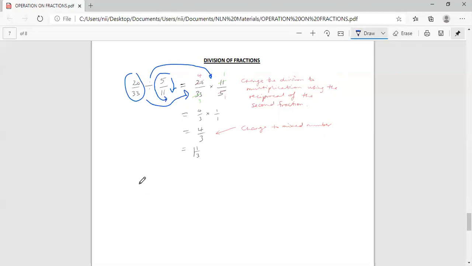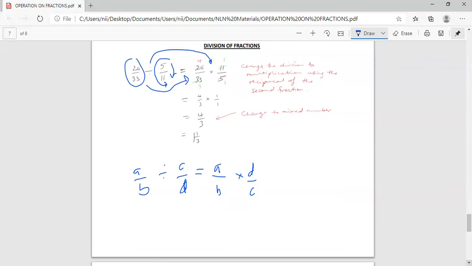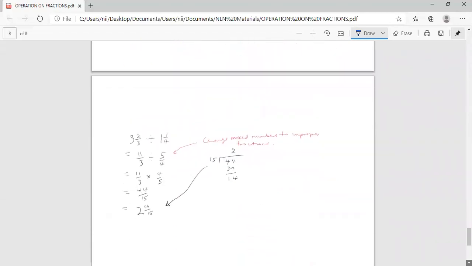So when you're dividing two fractions, if I have A over B divided by C over D, what we are saying is to keep the first fraction times the reciprocal of the second fraction. Okay, that's what you do. Right? So if you have a mixed number, the same thing, you have to change to an improper fraction first, like this one.